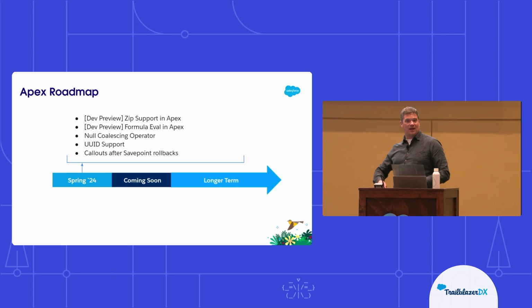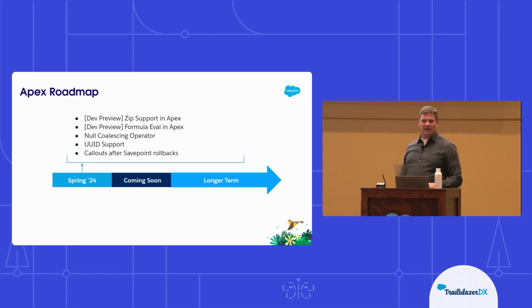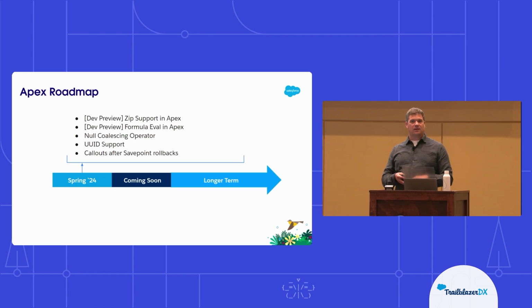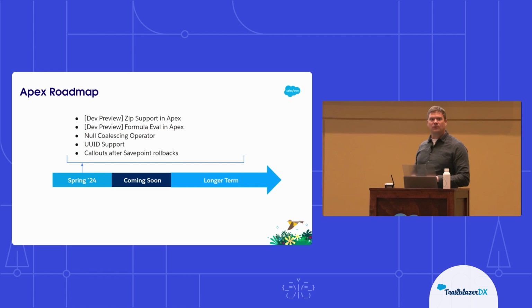So there's the features that you have today to try in Spring 24. We would love you to go out and try the dev previews we have for zip. We've had some great feedback already that we've been using to help structure how that feature looks going forward. And same with formulas. Go out there, try it in a scratch org, and give us feedback about what works, what doesn't work, and the scenarios you'd like to solve with that. That will help shape the feature before we take it to GA. And then there's also the null coalescing operator, a great tool to add to your tool belt for dealing with nulls, the universally unique identifier, and the callouts if you need to make them after save points through releasing them.